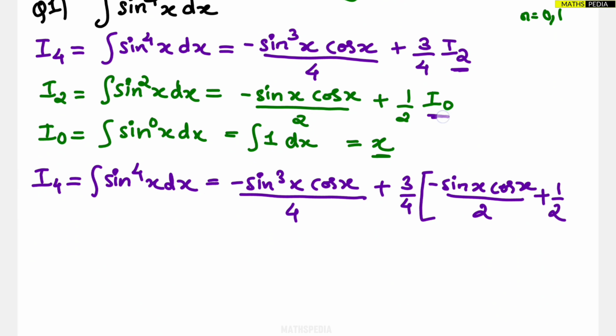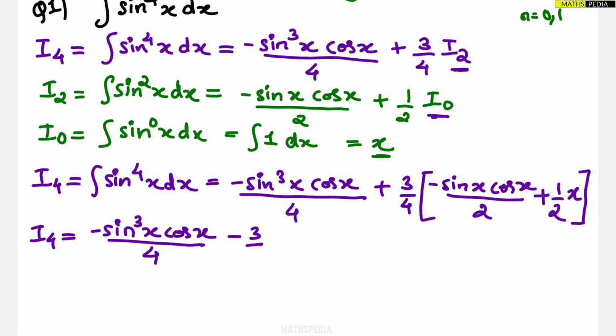Now the problem is that I0 also we found out. What is I0? I0 is x. So I have to substitute I0 as x. Close the bracket. Bracket is very important. So when you are writing, be careful with the bracket. Now we'll expand this thing. What happens? I4 value becomes what?